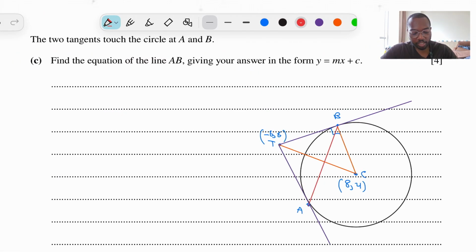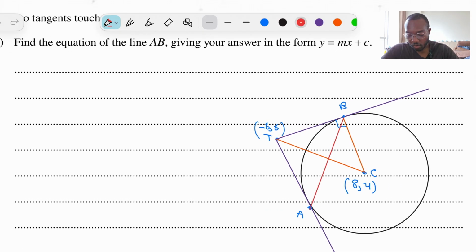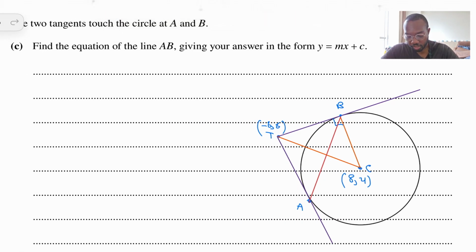Okay, so for part C, we have the two tangents, they touch the circle at A and B. Find the equation of line AB, giving your answer in the form y equals mx plus c. As you can see, I've got my two points, which it touches here, and I've called this one A, and then it touches here, and this one's B, and there's a straight line going through here. We need to work out the equation of the line.